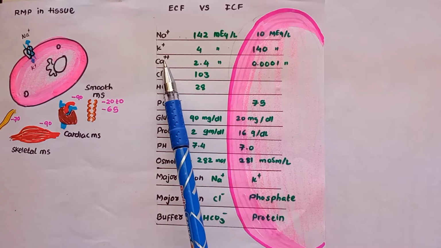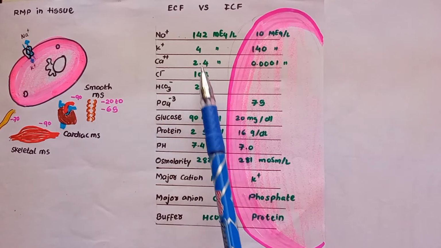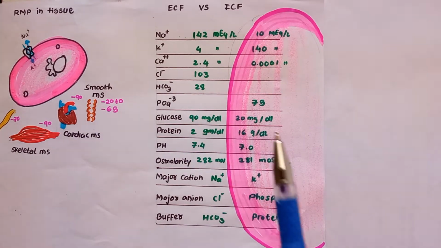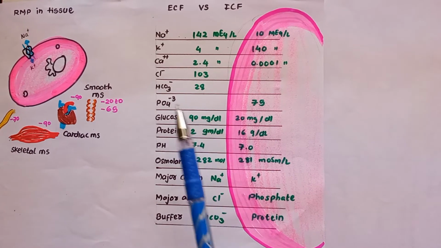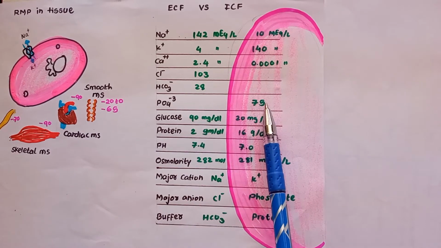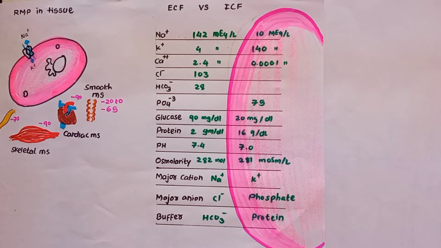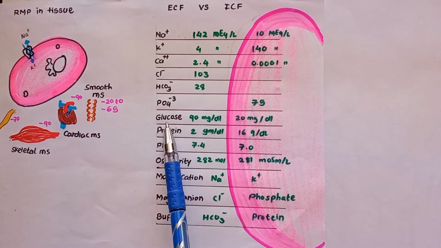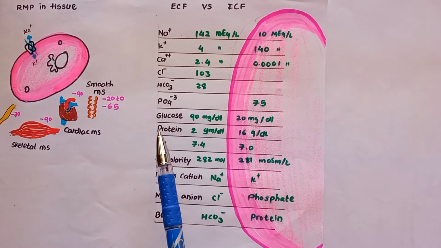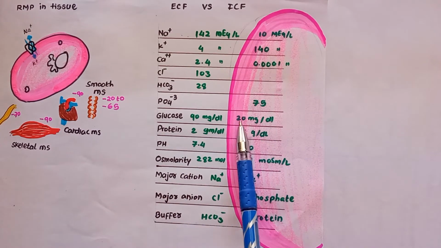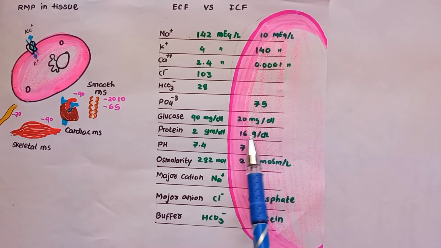Now calcium is more in extracellular fluid. Calcium, chloride and bicarbonate, these three things are more in extracellular fluid. But you have to remember that phosphate is more, about 75 milliequivalents per liter, in intracellular fluid. Another thing, where is the glucose more? Glucose is more in extracellular fluid because it is 90 milligram per deciliter, while in intracellular fluid it is about 20 milligram per deciliter. Now proteins are more in intracellular fluid.